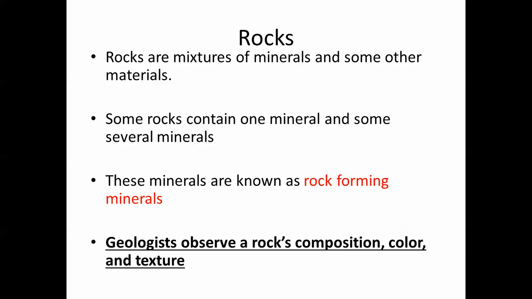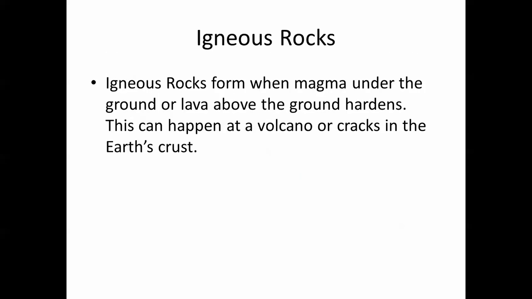When a geologist studies rocks, they look at the composition, or what the rock is made of. They can look at the color and they can also look at the texture. So let's start by talking about the first type of rock, and that is an igneous rock.